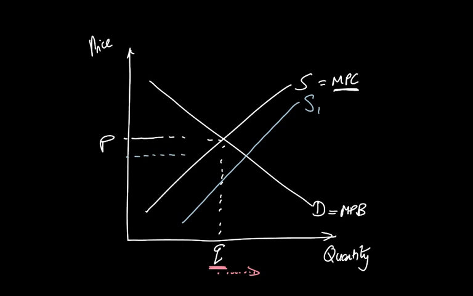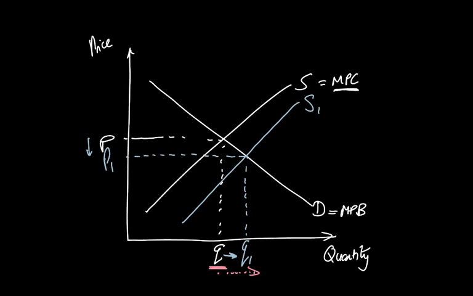And this will give us a new price, P1, and a new quantity, Q1. So the price of the good will fall. We will talk a little bit more about the extent to which that will happen in another video. But most importantly, we will get an increase in the Q value along this horizontal axis here.